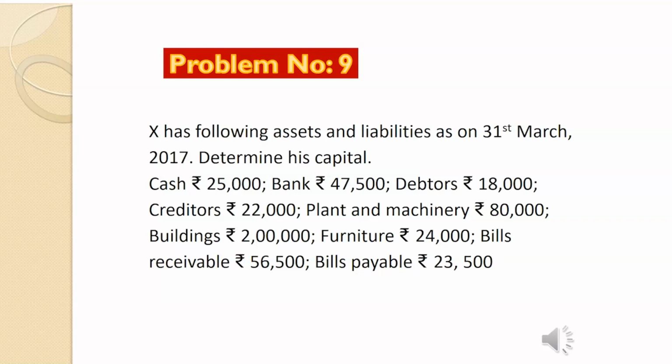What are the liabilities we have? Creditors 22,000, bills payable 23,500. So we have to add the liabilities, 22,000 plus 23,500, that is 45,500. So what is the difference between assets and liabilities? The difference is called the amount of capital. Okay.